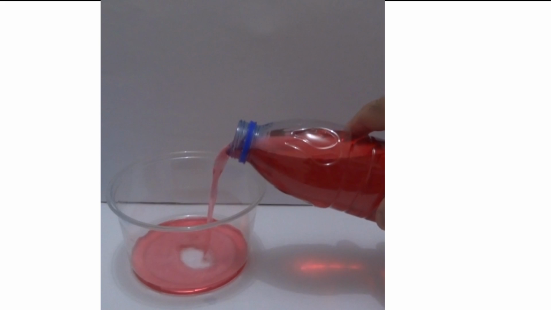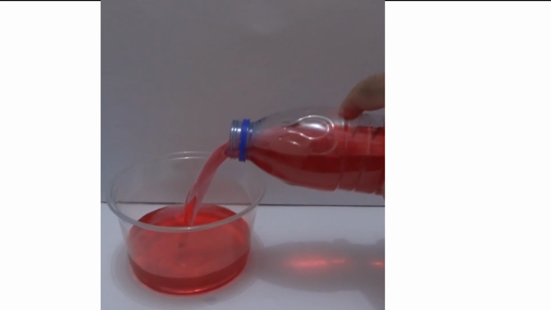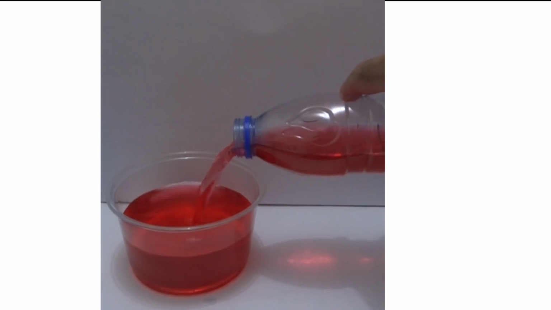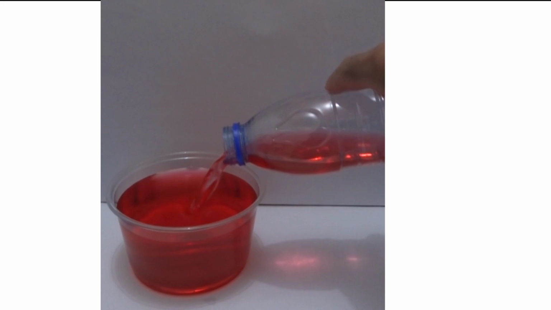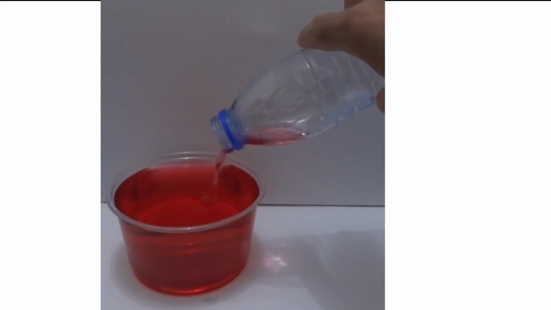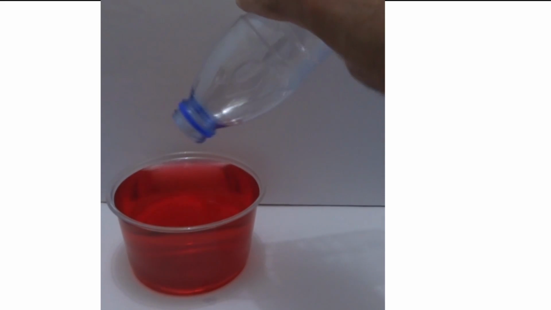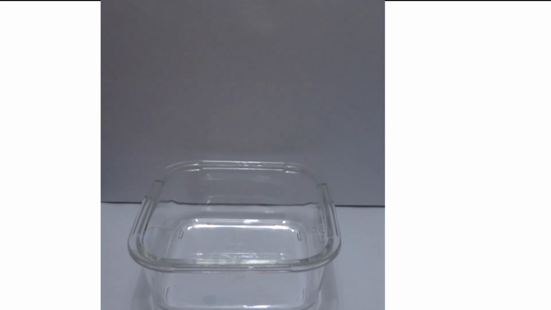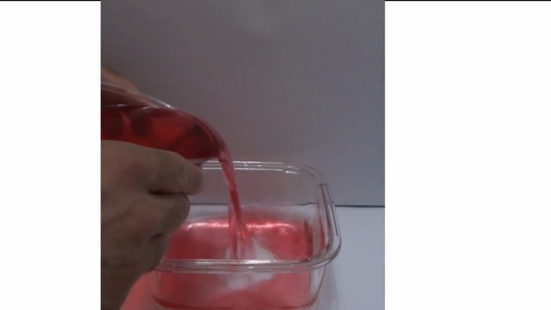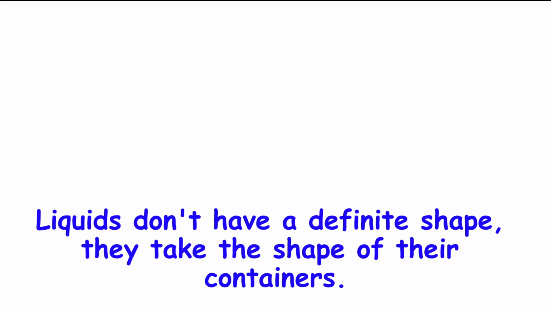Let's discover liquids. What will happen to the shape of a liquid when it's moved from one container to another? The liquid will take the shape of the container. Look at this liquid, how it takes the shape of the bottle. Then the liquid will take a cylindrical shape and later a rectangular prism shape. Accordingly, liquids take the shape of their containers.